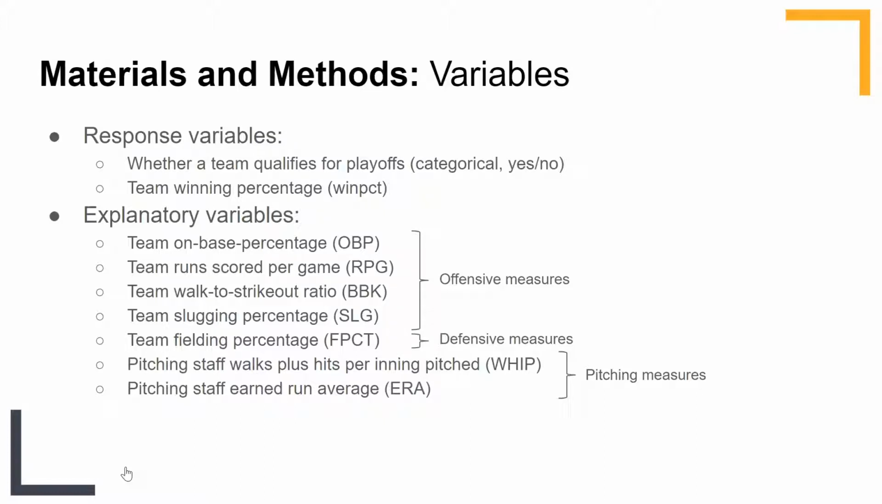We chose our primary response variables based off of our primary research question, where we decided to explore two response variables: whether a team qualified for playoffs and the team's winning percentage. We examined the 7 explanatory variables of team on base percentage, team runs scored per game, team walk to strikeout ratio, team slugging percentage, team fielding percentage, pitching staff walks plus hits per inning pitched, and pitching staff earned run average. We then divided the explanatory variables into offensive, defensive, and pitching measures.